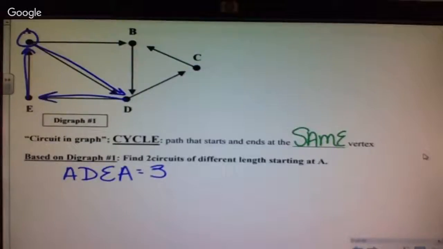And then you can do A, B, D, E, A. Okay? Devin said I can start at A. That leads to B, which then leads to D, which then leads to E, which then leads to A. A, B, D, E, A, length of 4. So a path has one starting point and a different ending point. A cycle has to go back. You can do 3, I don't have to do 0.